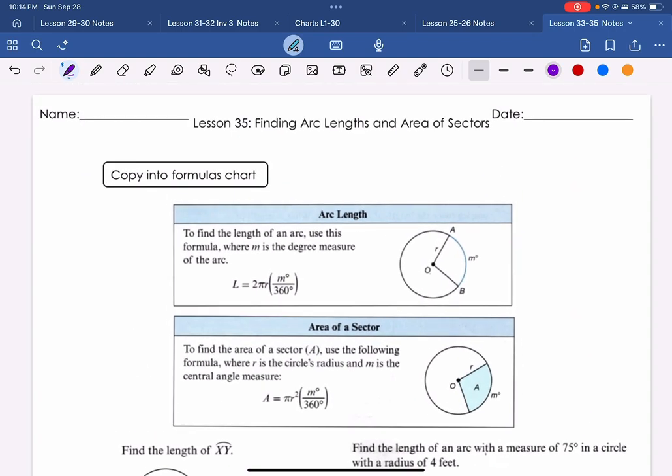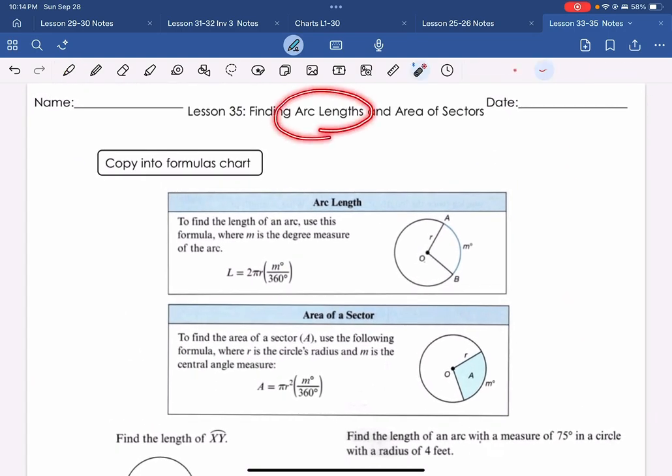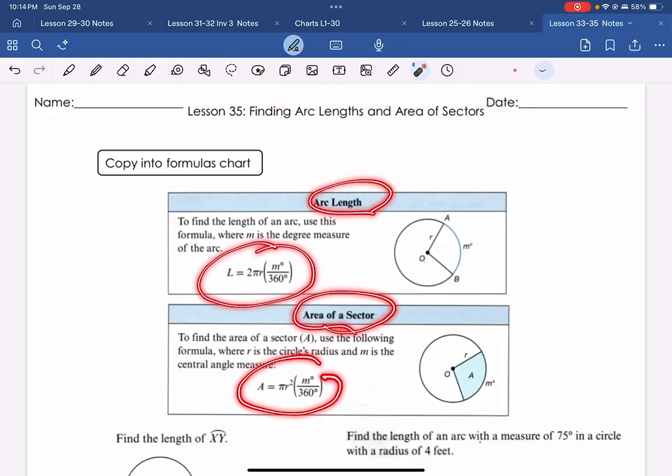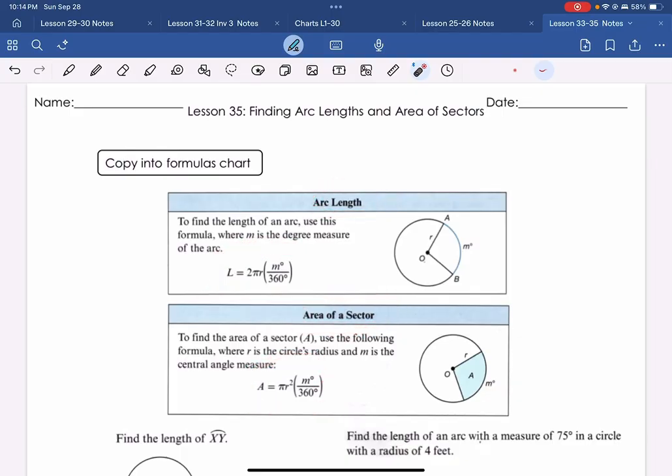Okay, lesson 35, finding arc lengths and area of sectors. Super simple as long as you have the formulas, so make sure these get put in your formulas chart. For arc length, they're going to give you the measure in degrees, but they want it in units like centimeters or inches, because it can be measured in two different ways, degrees or the actual length, which is measured in units. Okay, this is the formula right here.